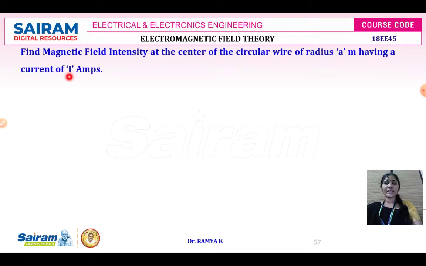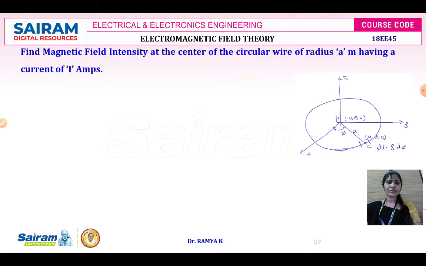Now, find the magnetic field intensity at the center of a circular wire of radius a meter having a current of I amps. So far, whatever we discussed is all about the line with respect to the Cartesian coordinate system. Here we are going to identify the magnetic field intensity at the center of the circle of radius a meter having a current of I amps. This is the diagram showing the circular wire of radius a meter carrying a current of I amps. We are going to consider a differential current element at point C.